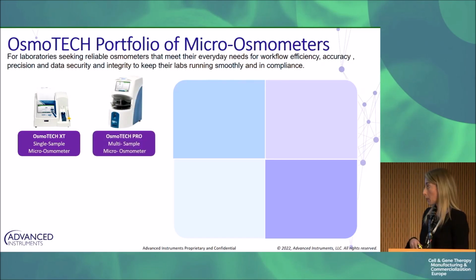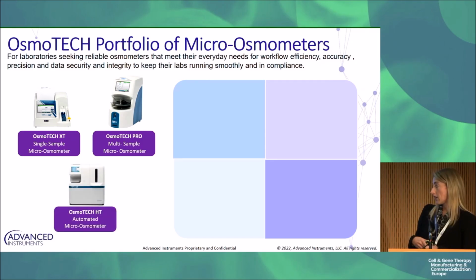We have the Osmotec Pro. This is a semi-automated instrument, loading up to 20 samples at a time, giving that walk-away capability that we know is needed for a higher throughput laboratory.